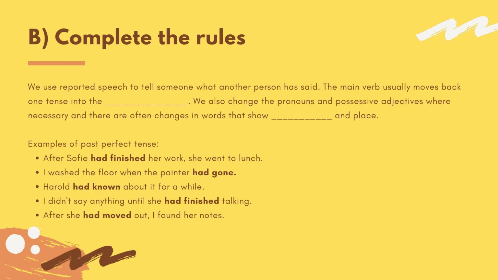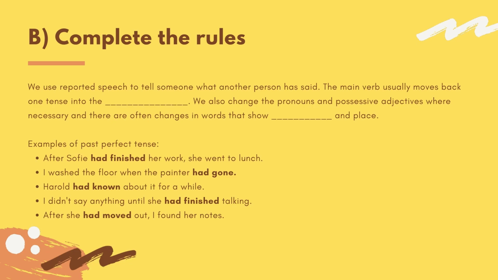Let us continue by completing these rules, and I will go through it together with you. Okay? We use reported speech to tell someone what another person has said. The main verb usually moves back one tense into the blank. We also change the pronouns and possessive adjectives where necessary, and there are often words that show blank and place. Okay, now let's go into the first blank.